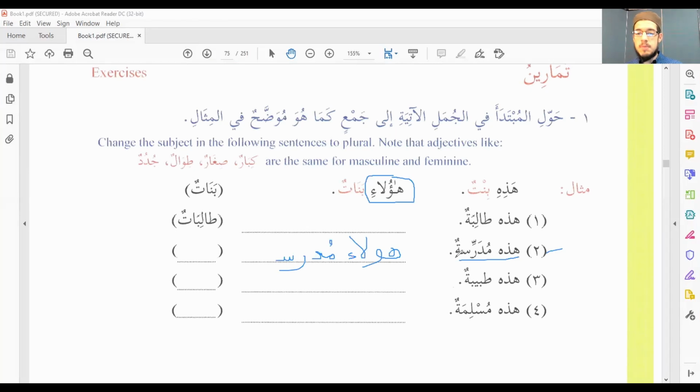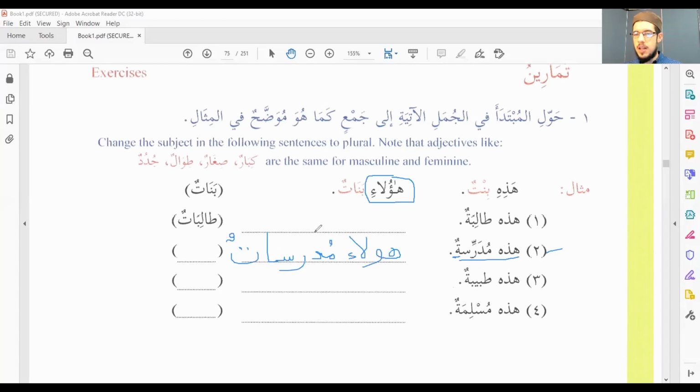Mudarrisatun with a ta marbuta tells you it's feminine, right? So now we're going to be looking at sound feminine. Okay, so haulai mudarrisati. Mudarrisat. Excuse me, mudarrisatun. Welcome, Sister Musarrat. هذه مدرسات. هؤلاء مدرسات. Right? That's what you're going for.